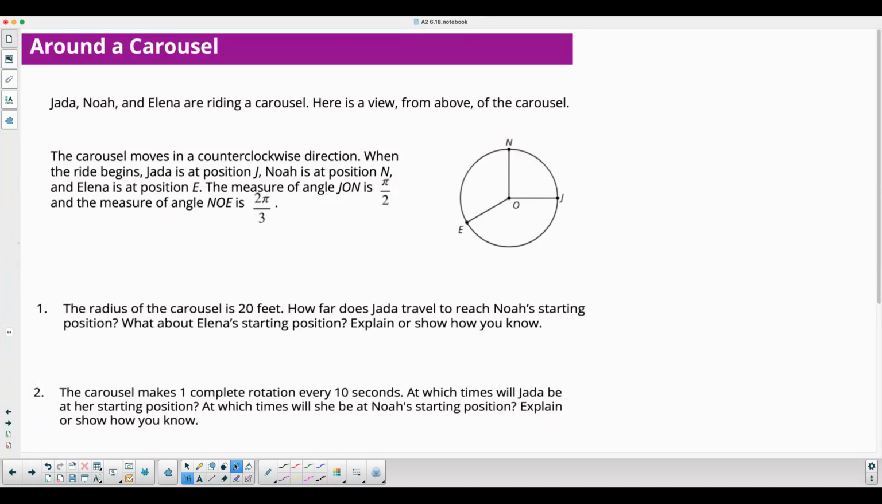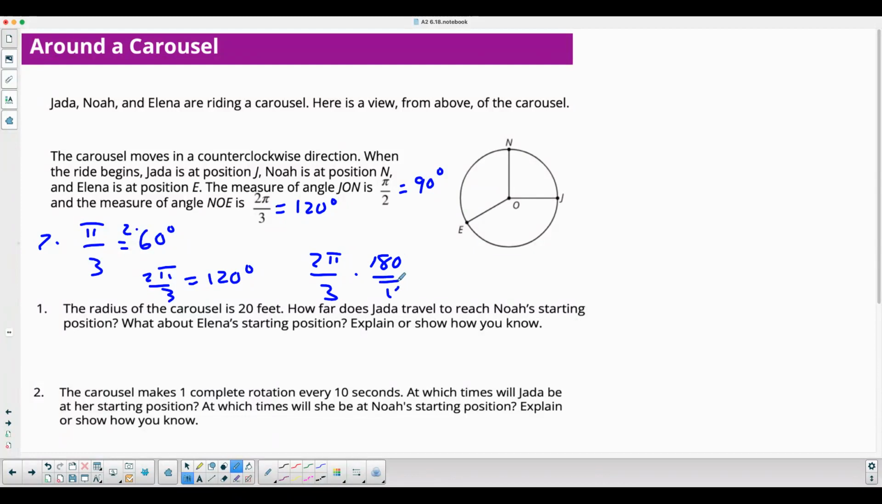So pi over 2 radians, you should know that that's 90 degrees, and 2 pi over 3 is 120 degrees. If you don't remember, pi over 3 is 60. Should have that memorized. So 2 times pi over 3, I multiply each side by 2, I get 2 pi over 3 would be 120. Or I guess you could multiply by 180 over pi, and your pi's would cancel, and 3 goes into 180 60 times, so then you get 120 degrees either way. But basically what ends up happening is you got 90 here, and then this is 120.